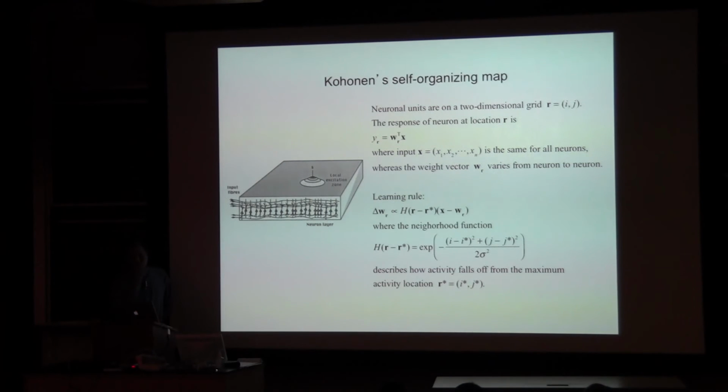This is a very famous example. It's pretty early, but it's a very classic one. This is self-organizing. The idea is actually very simple. Imagine you have cells located on some two-dimensional grid.